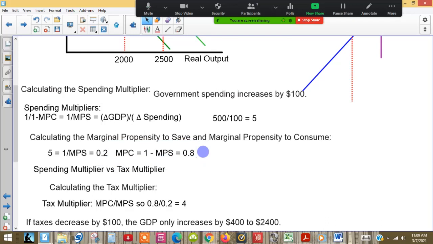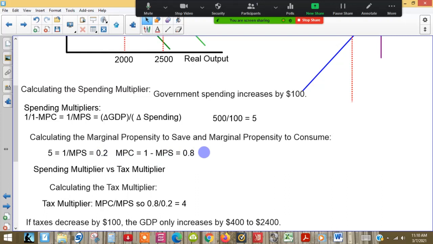Now, why this makes sense is a consumer is going to either save or consume all of his or her income. So what they save and what they consume has to add up to equal 100% of their disposable income. So if we know that they're saving, in this case, 20% of their disposable income, then they must be consuming the other 80% of their disposable income.